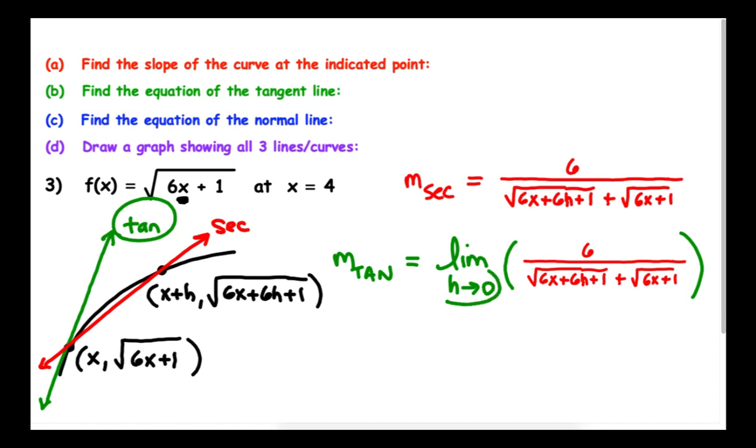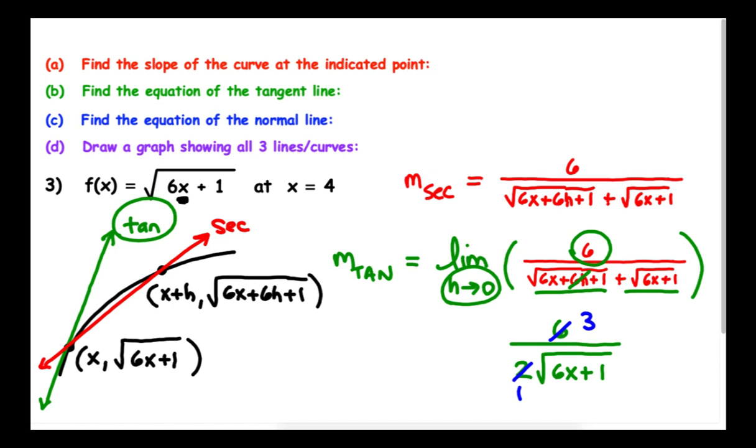Okay, if h approaches 0, that means that this 6h will be 6 times 0, so it's gone, leaving us with 6 over 6x plus 1 and another 6x plus 1, both in square roots added together. That'll be 6 over 2 of those radical 6x plus 1s. Obviously, the 6 and 2 can cancel and reduce down to a 3 and a 1. And that is the slope of the tan line. That is the derivative.